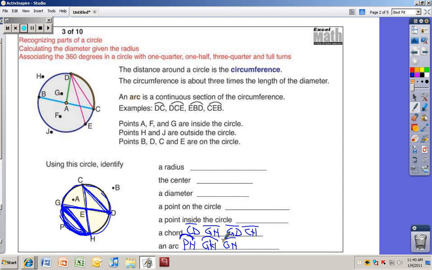Okay, there are many other arcs on this. You could do C to D with a curve over the top, C to G, D to H. You could even do D to C around that way, whatever. So any of those will work as long as the 2 points are on the circle.